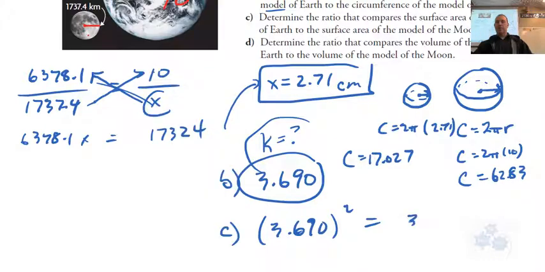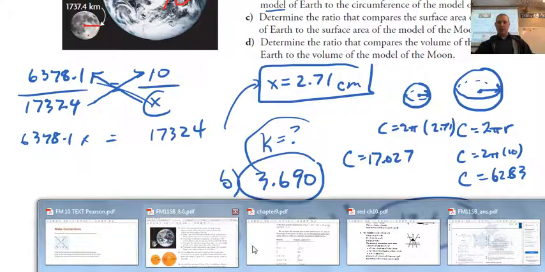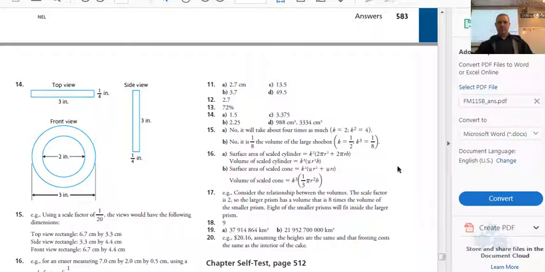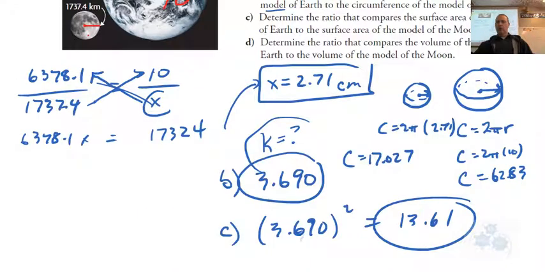All right. So 13.61. Is that the ratio of the areas there? I think I have a solution manual here somewhere. So it says 13.5. Okay, so if they used 3.6 or whatever, 13.5. So square it. So does that make sense? So this is an okay answer.